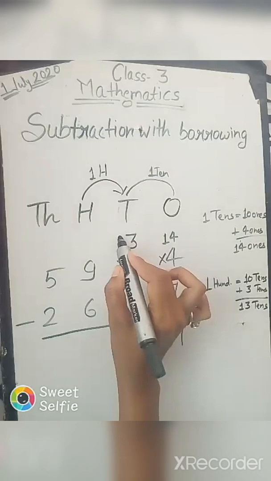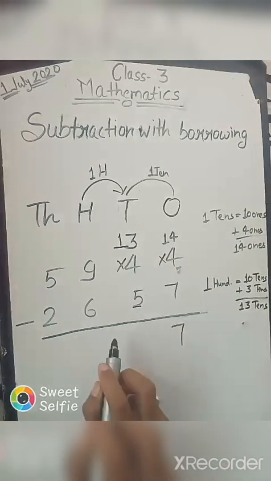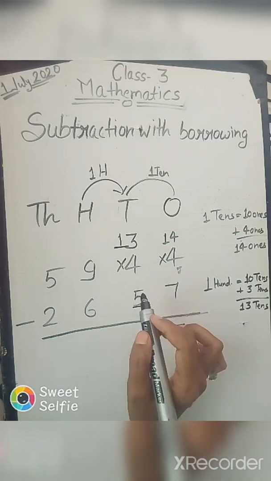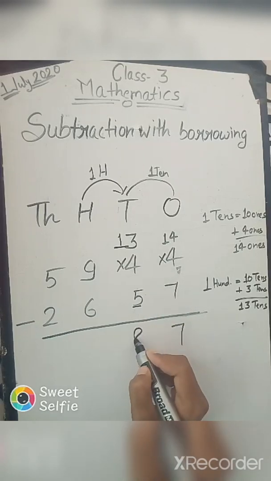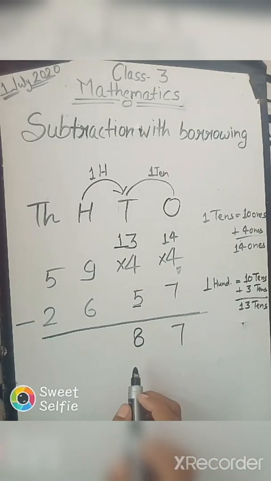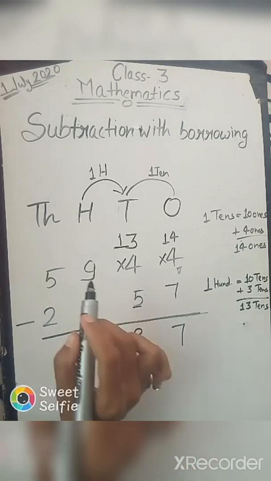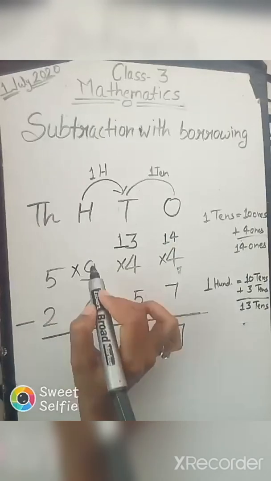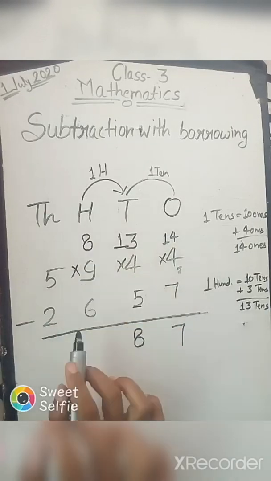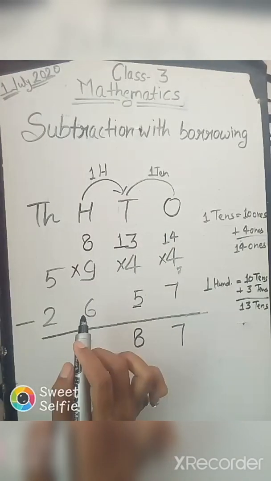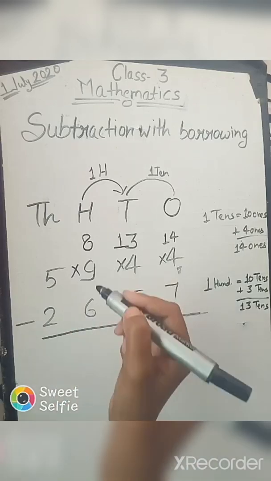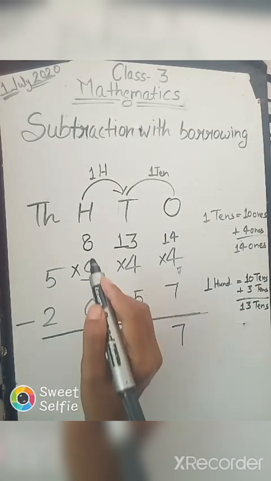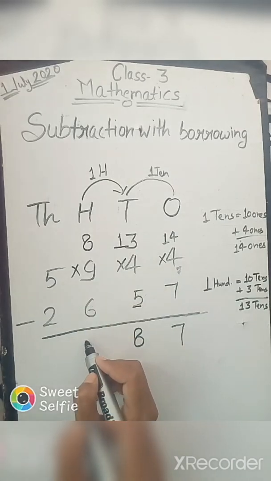So we will write 13 here. And now we can subtract. So 13 minus 5 is equal to 8. And when 900 gives 1 to tens, only 800 is left. Okay, so now we have to subtract 600 from 800. So 8 minus 6 is equal to 2.